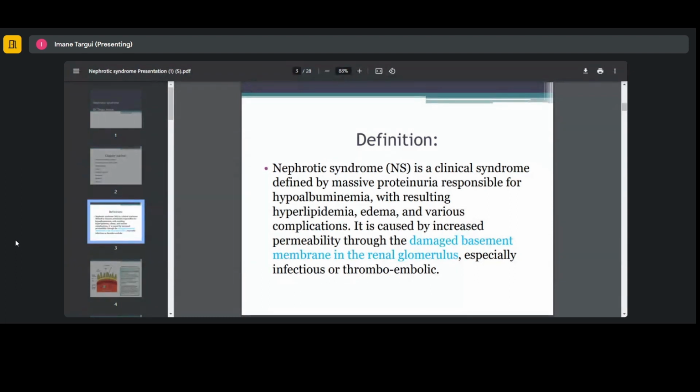And the most important protein in our body is albumin. So we have a massive loss of albumin, or hypoalbuminemia, and we have hyperlipidemia. We will know in the next pages why. And we have edema because we have a low level of albumin, and various complications.